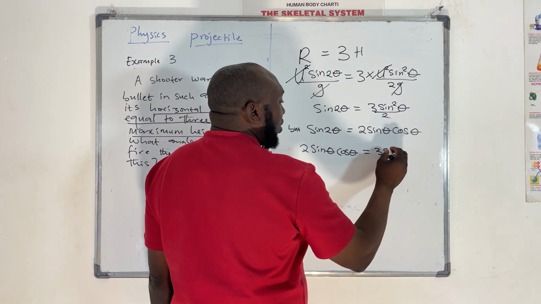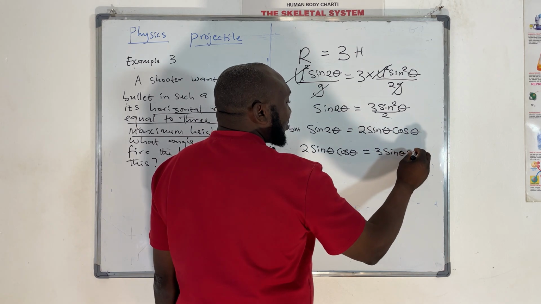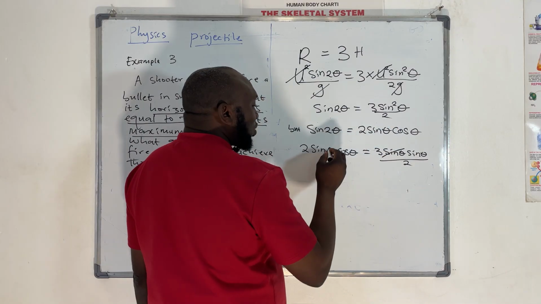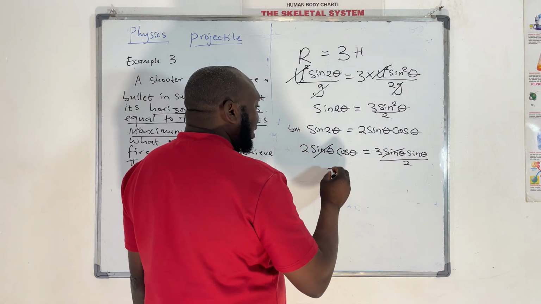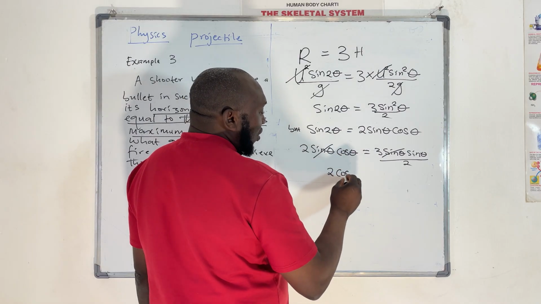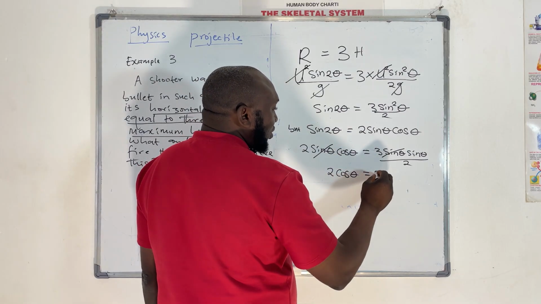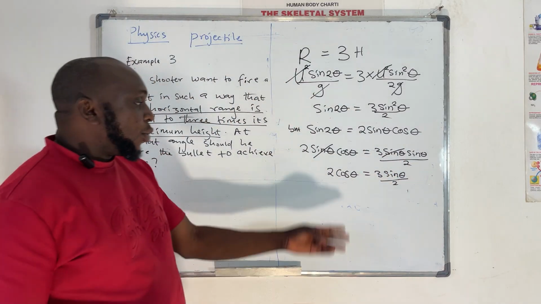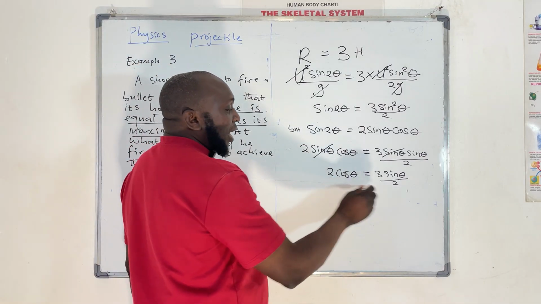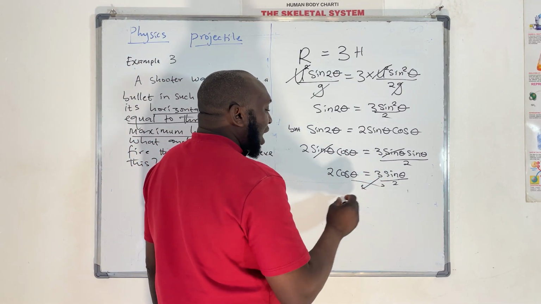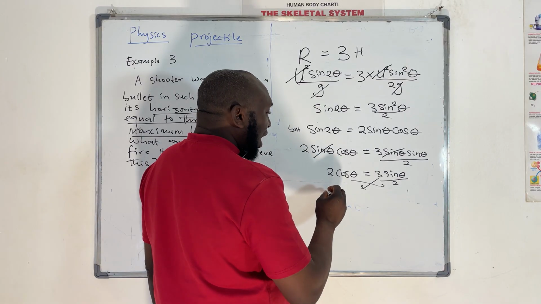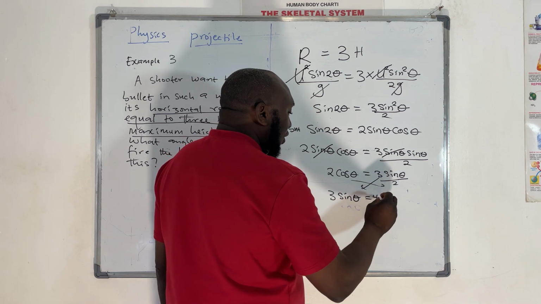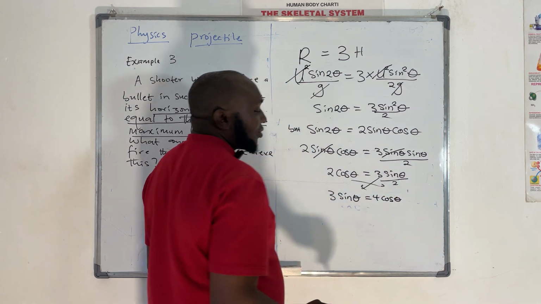I can still write it as sine theta times sine theta over 2. The sine theta here cancels this sine theta, and what remains is 2 cos theta equals 3 sin theta over 2. Then we cross multiply, and we have 3 sin theta equals 4 cos theta.